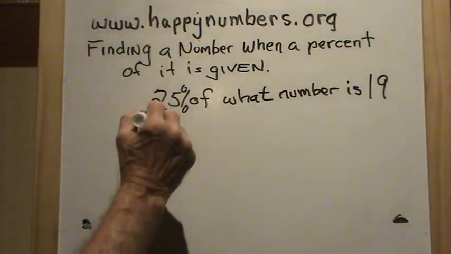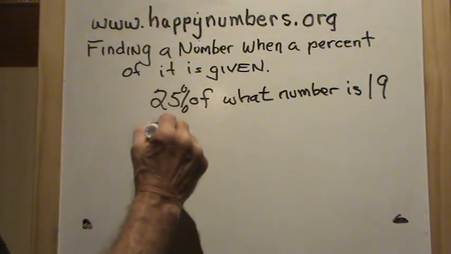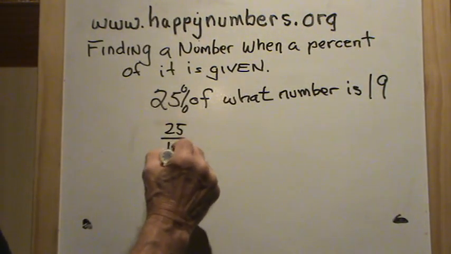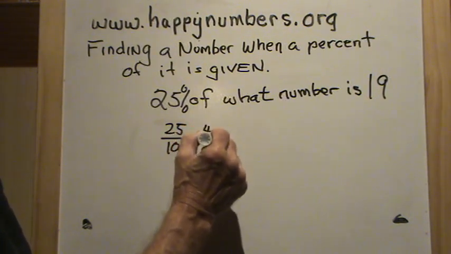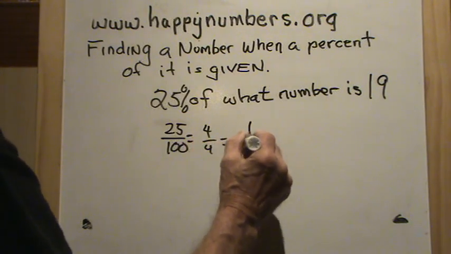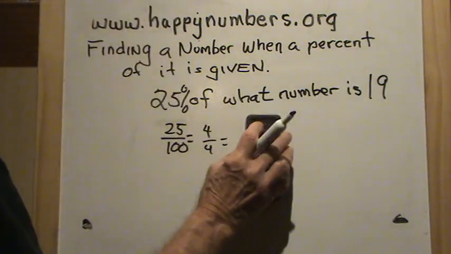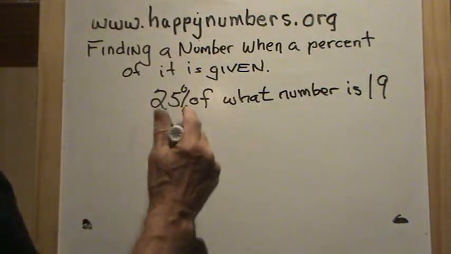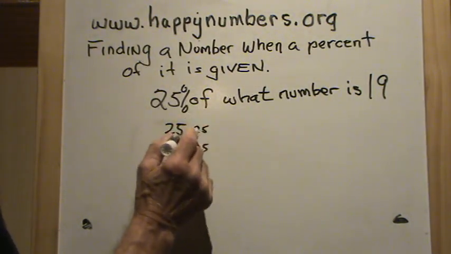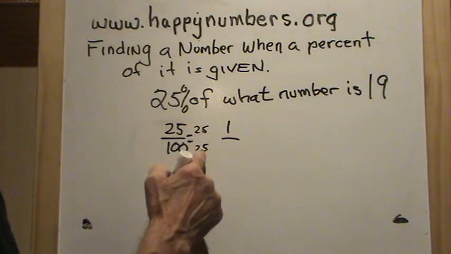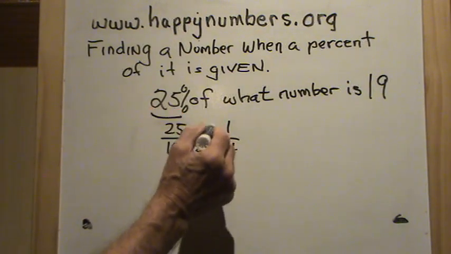Let's see how we did. First step, change 25% to a fraction, 25 over 100, and we can divide by 25. My bad, not divide by 4. We divide by 25. 25 goes into 25 one time. 25 goes into 100 4 times. So we've changed 25% to the fraction 1/4.